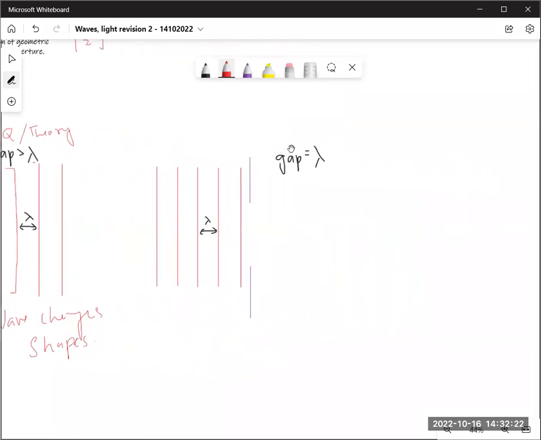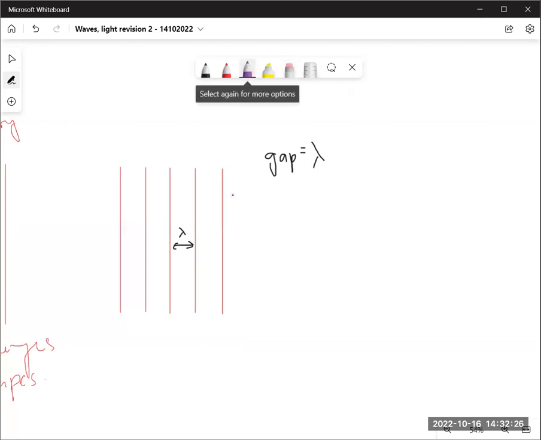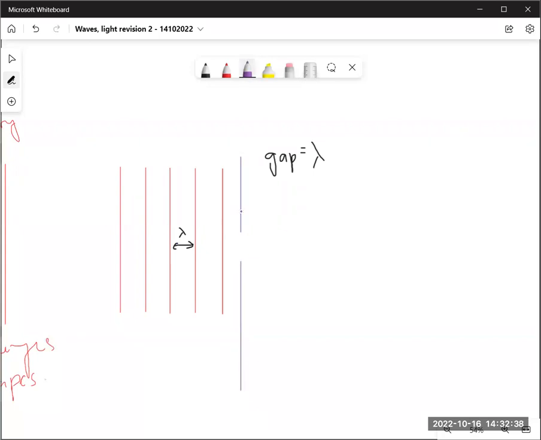Now let's look at the other diagram. When the gap is equal to the wavelength. So I'll have to make a smaller gap. So the length between each wave, that's called the wavelength. And we have a gap through which the wave is passing. Now if I make the gap and the wavelength equal, okay, then this is what happens. Is that clear? Something like this.